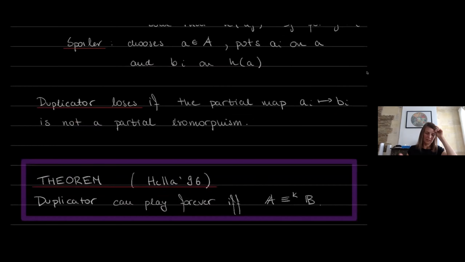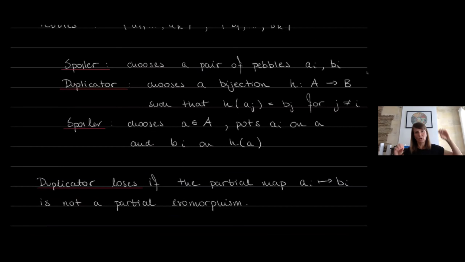This game was proposed by Hella in 96. And what he showed is that duplicator can play forever if and only if the two structures satisfy exactly the same sentences of this infinitary counting logic with k variables. By playing forever, of course, spoiler can choose pebbles which are already on the board and pick them up, duplicator responds with some bijection, spoiler puts the pebbles down, and so on. So we can pick up the pebbles which are already on the structure and play forever.